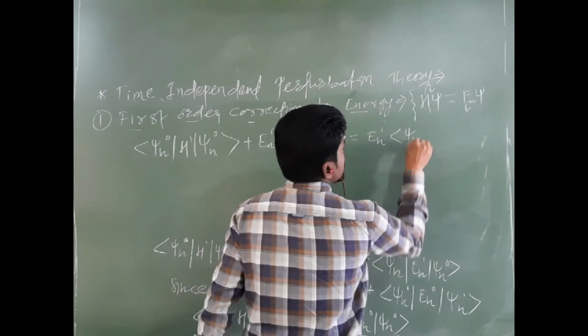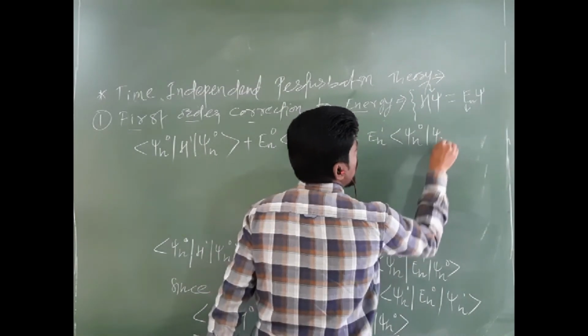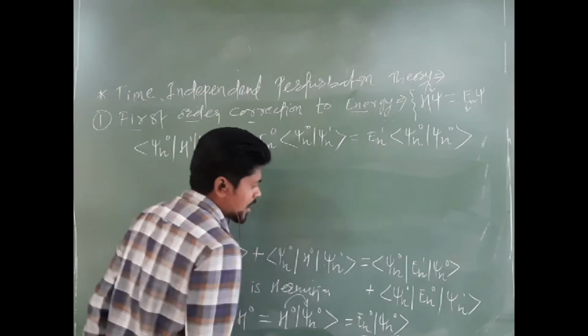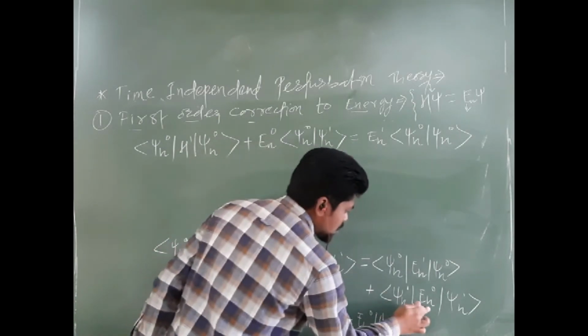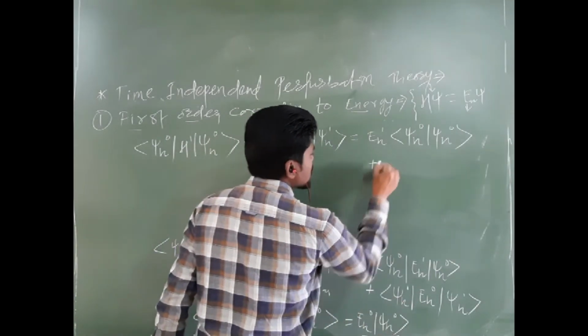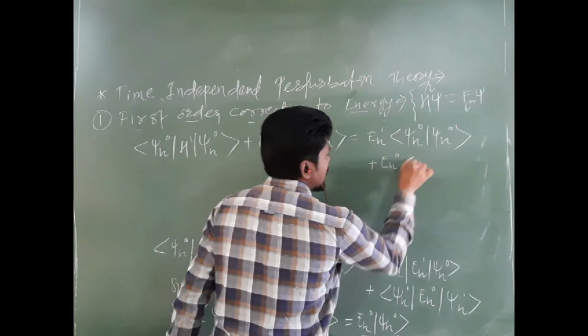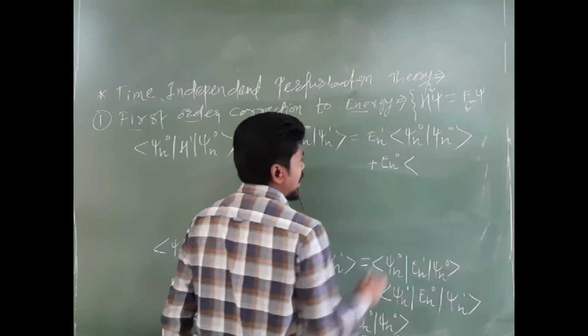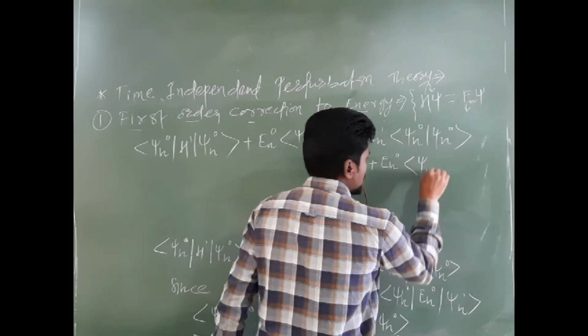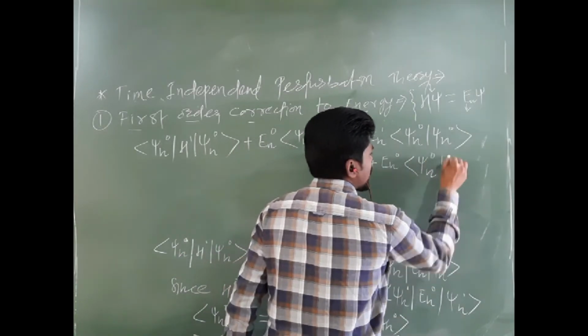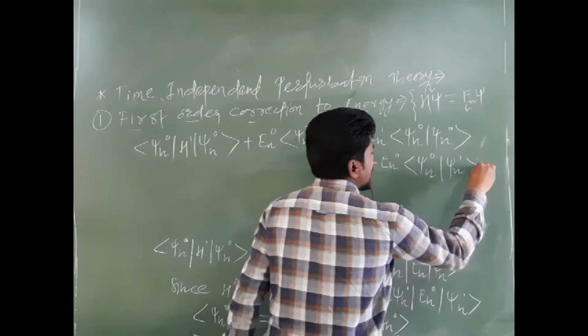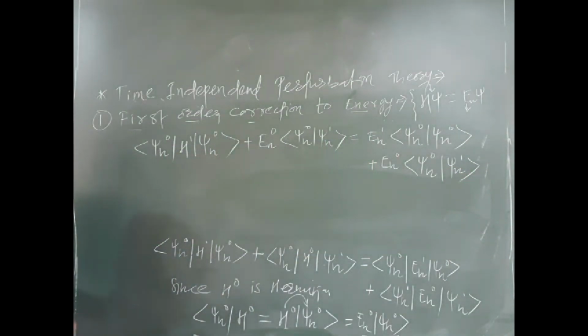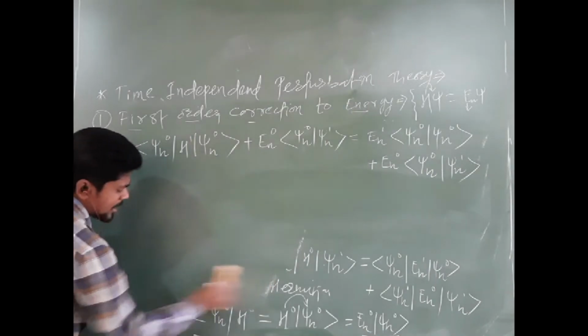So psi n naught, inner product of psi n naught, okay, plus this also I will take outside, so plus E n naught, here psi n naught and here psi n prime. So this will be psi n naught and this will be psi n prime. So these are the equations that we have got here.